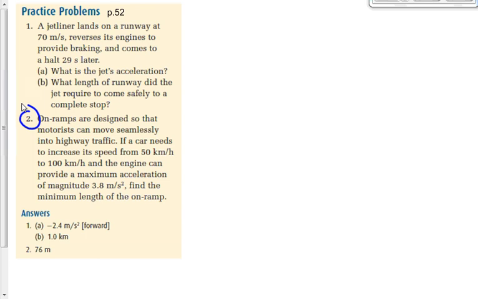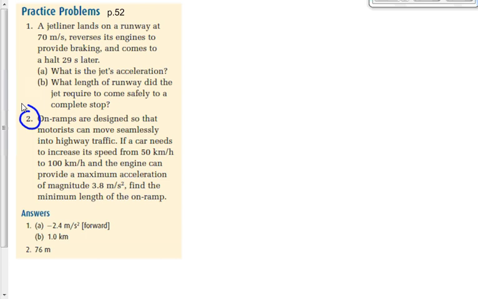Number 2 says, on-ramps are designed so that motorists can move seamlessly into highway traffic. If you guys have all driven at this point past the interchange at 22X, or what's now Stony Trail, and Highway 2 going north. It's only been open for a month or two, but it's a crazy interchange, right? There's like 12 bridges or whatever it is there.